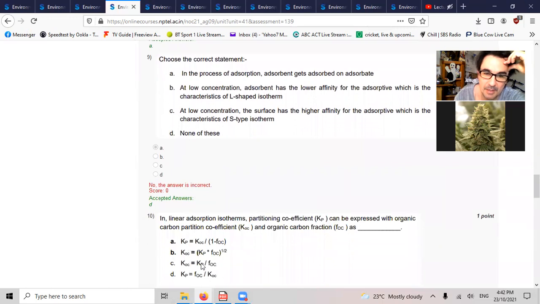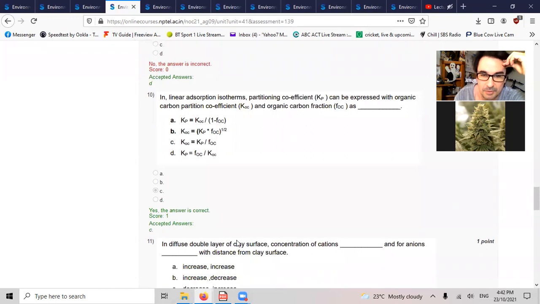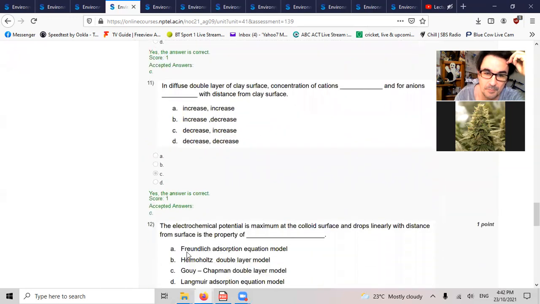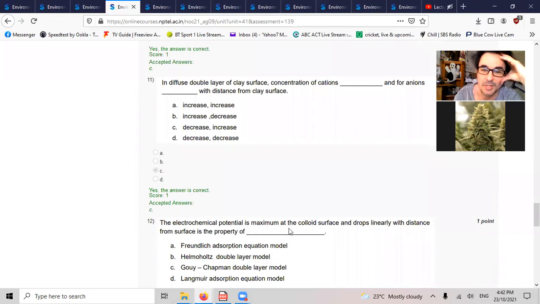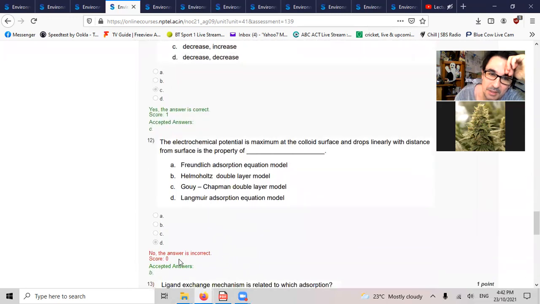In linear, KOC and KPC. In the diffused double layer of clay, the concentration of cations decreases and the anions increase. C. The electrochemical potential of the colloidal surface drops linearly with distance from the surface. It probably is, I want to say it's Langmuir. D? No, wrong. Helmholtz, double layer.